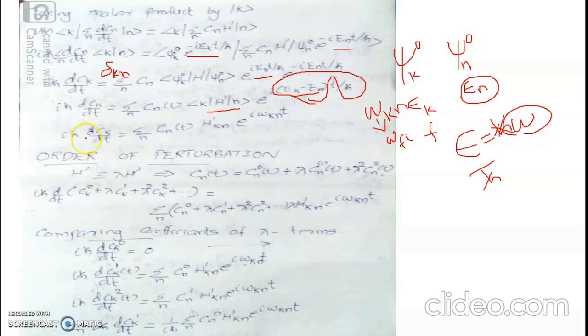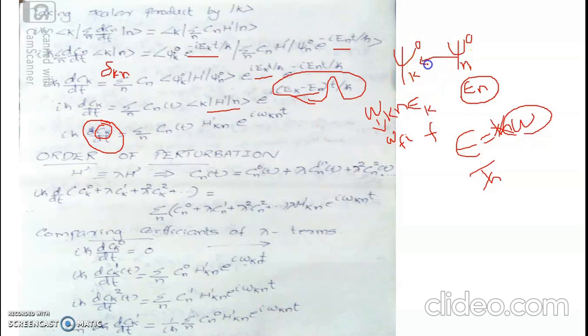So we simplify it as i h cross dCk by dt equals summation over n Cn h prime kn, the matrix element of transition, e raised to i omega kn into t. This is the differential equation for the expansion coefficient corresponding to the transition. I have already told you ket k is the representation of the final quantum state. Then Ck corresponds to the probability amplitude of transition from psi n0 to psi k0.